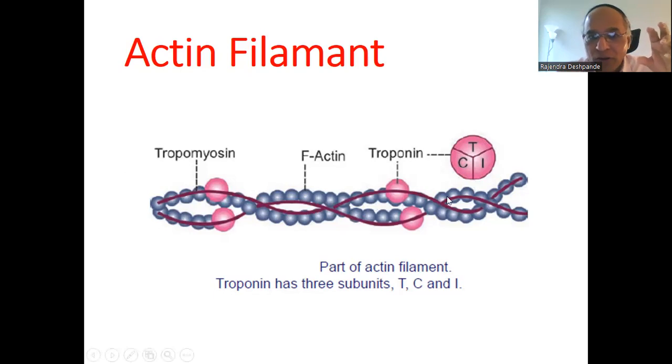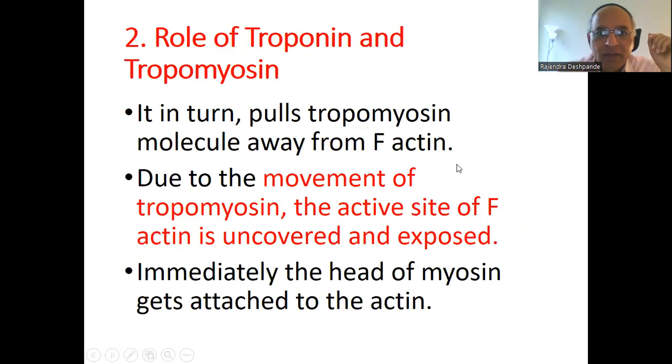Okay. So this particular figure you have to draw of actin filament. Now next, role of troponin and tropomyosin. It in turn moves the tropomyosin molecule away from the F-actin. This is taken away. Due to the movement of tropomyosin, the active site of F-actin is uncovered and exposed. This step is very important.